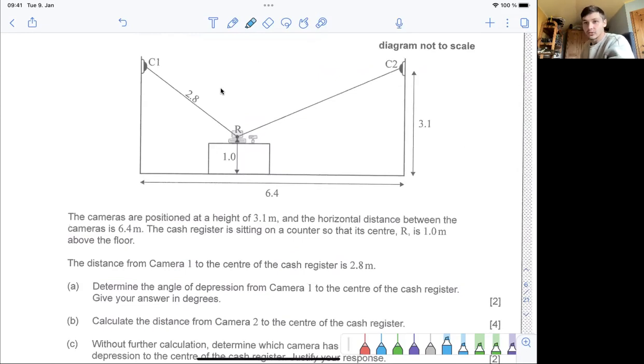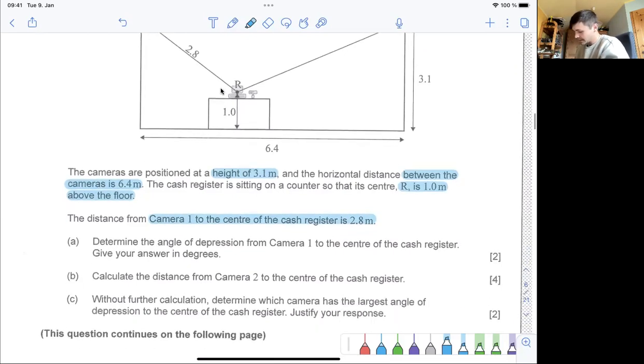All right, let's underline or highlight important information. The fact that they're at a height of 3.1 meters is going to be helpful. The distance between the cameras is 6.4 meters. The center R is 1 meter above the floor. And camera 1 to the center of the cash register is 2.8 meters. All right, sweet. That will get us started.